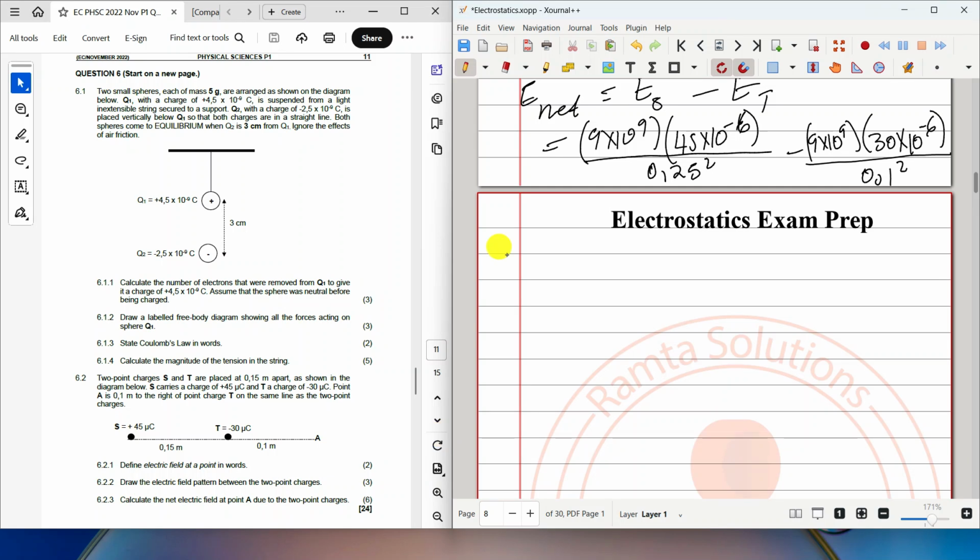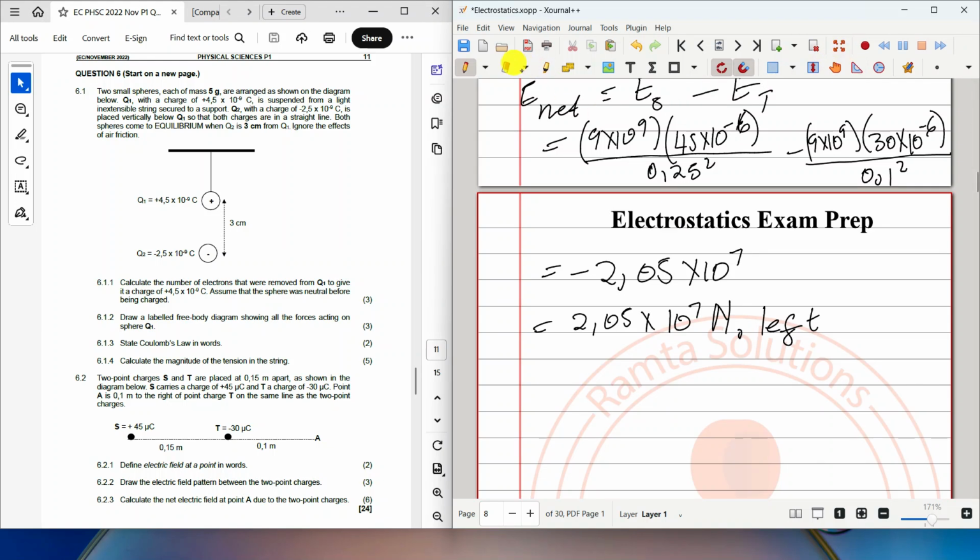Oh, what did we get? We got 20,520,000. I want to write it as negative 2.05 times 10 to the 7 newtons. Where? To the left, isn't it? To the left, because as you can see, this answer is negative.